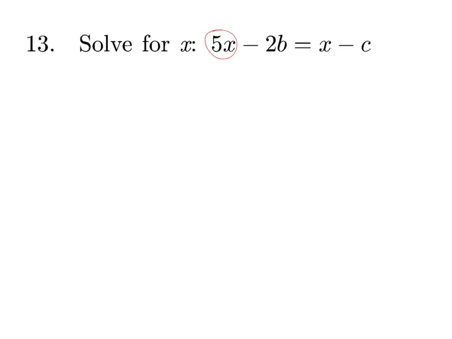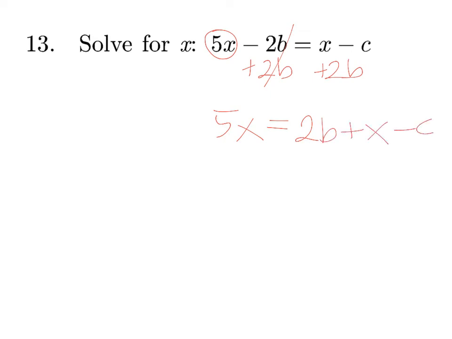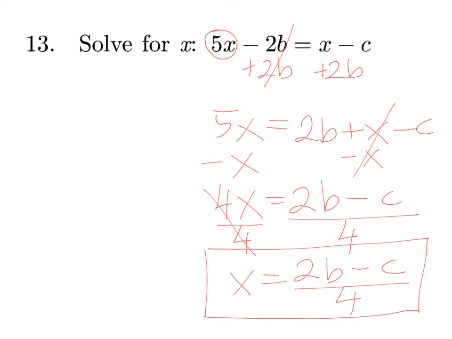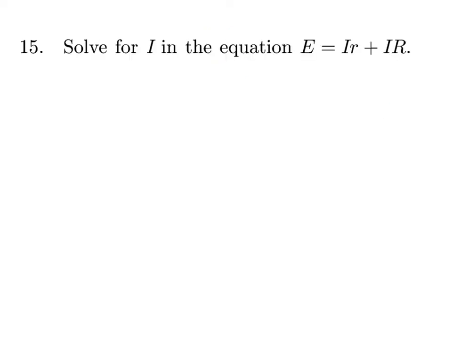All right, solve for x. I need to get this term by itself, so I'm going to add 2b. I get 5x is equal to 2b plus x minus c, because those are all unlike terms. Now I'm going to move the x over to the other side, so I have to subtract it. And I get 4x is equal to 2b minus c. Last step, divide by 4, and I divide the whole expression on the other side by 4. So x is equal to 2b minus c over 4. A lot of variables, but just apply the basic algebra concepts and you'll get your answer. On to the next one.